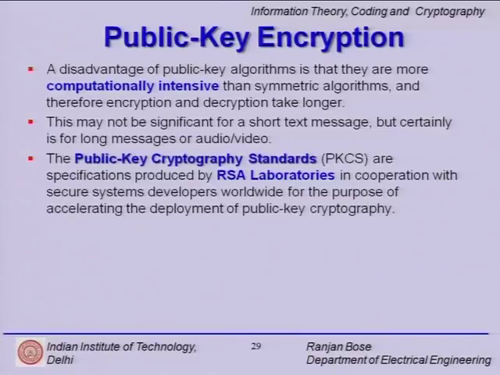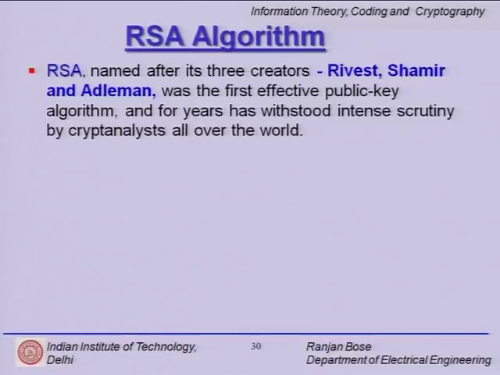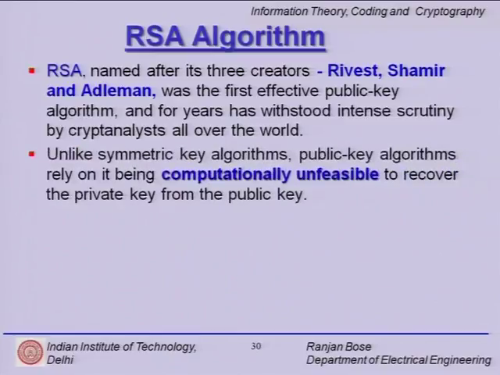Public key cryptography standards, the PKCS, are specifications produced by RSA Labs in cooperation with secure system developers worldwide. Let us now talk about one specific example called the RSA algorithm, named after Rivest, Shamir and Adleman, the three inventors. It is the first effective public key algorithm, and it has stood the test of time. Public key algorithms rely on it being computationally infeasible to recover the private key from the public key. That is the basic premise. It is the computational difficulty which prevents the hacker from deciphering the message.